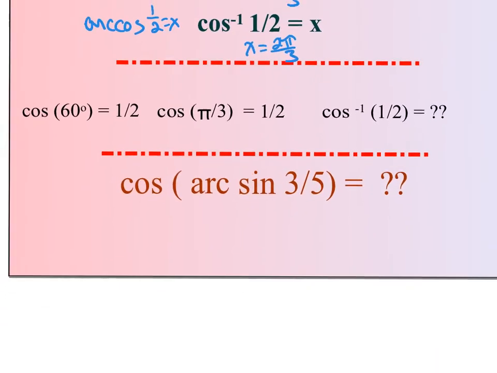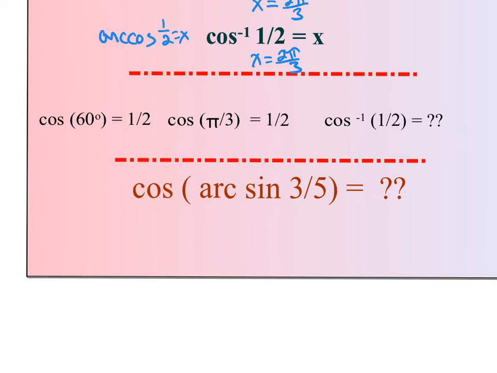Okay, now I like this bottom part. This is a composite expression. Think of this section as theta. So at the very end, I'm going to say the cosine of theta equals what? Well, we have to figure out what theta is.